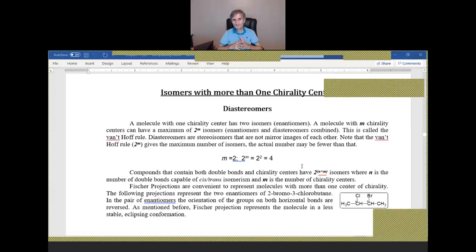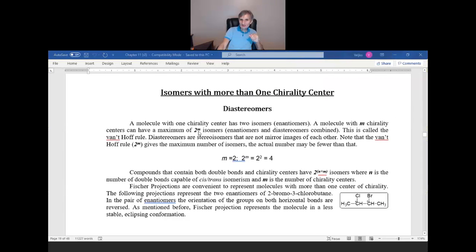Now, if isomers have more than one chirality center, then each chirality center would give rise to two isomers. And so a molecule with m chirality centers would have a maximum of 2 to the power of m isomers. If there is symmetry present in the molecule, then the number of isomers could be fewer than that. This is the Van 't Hoff rule.